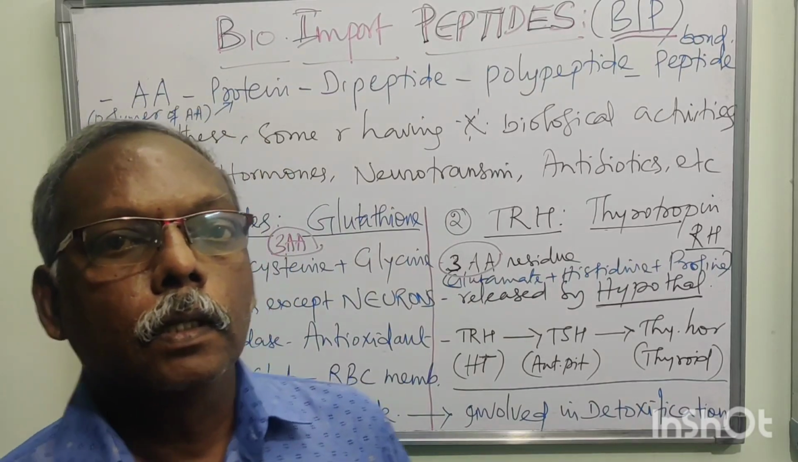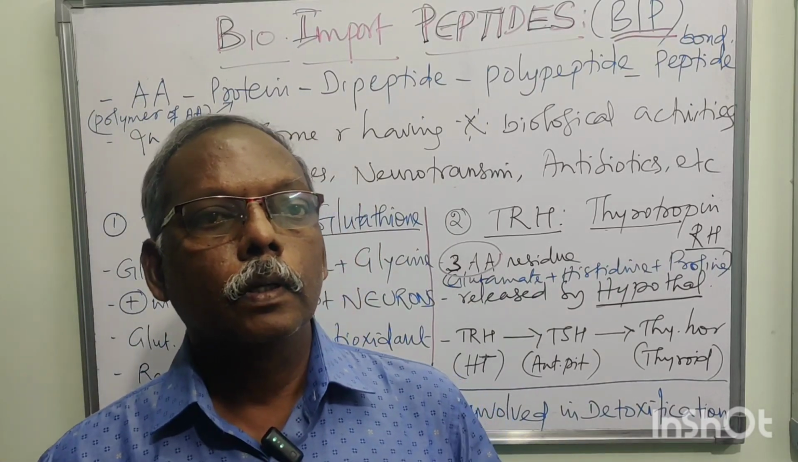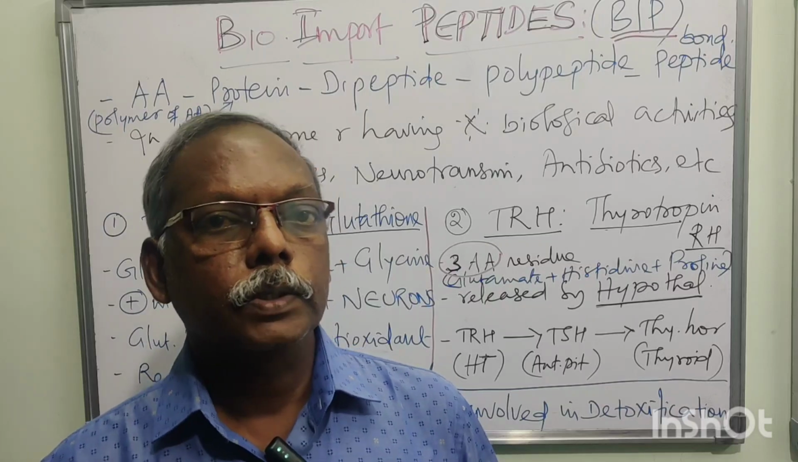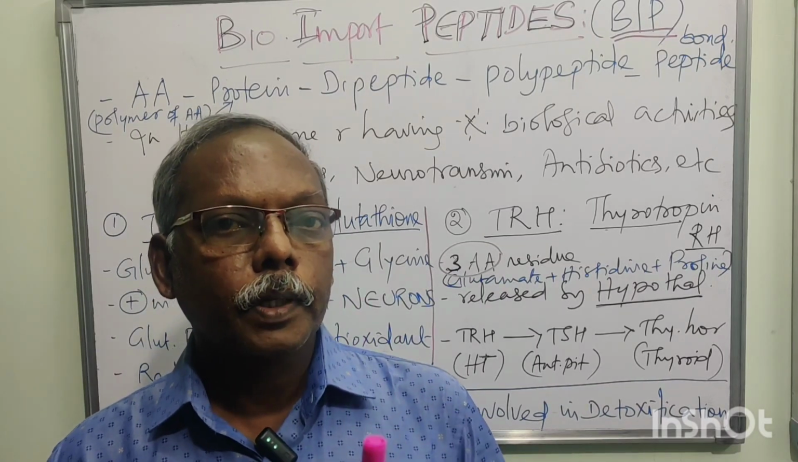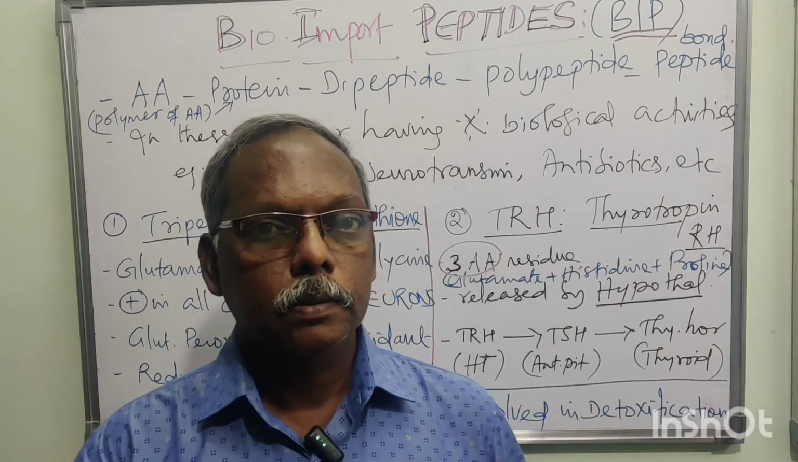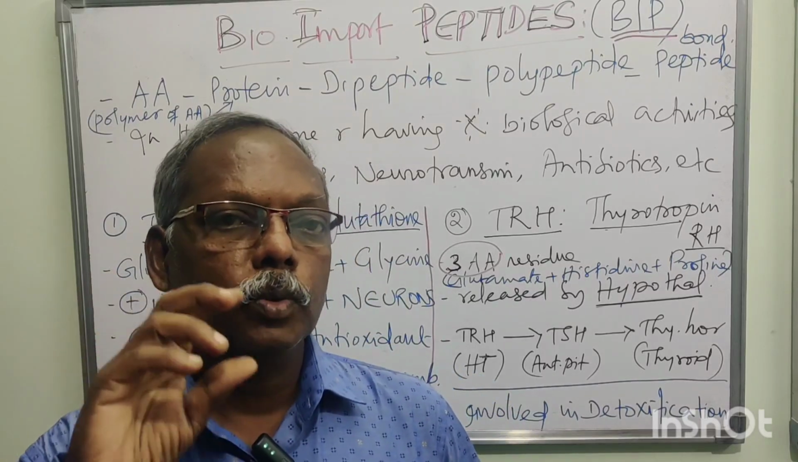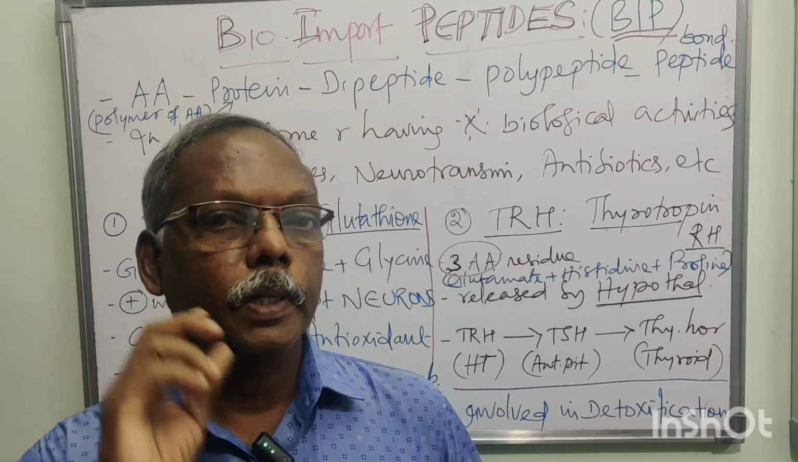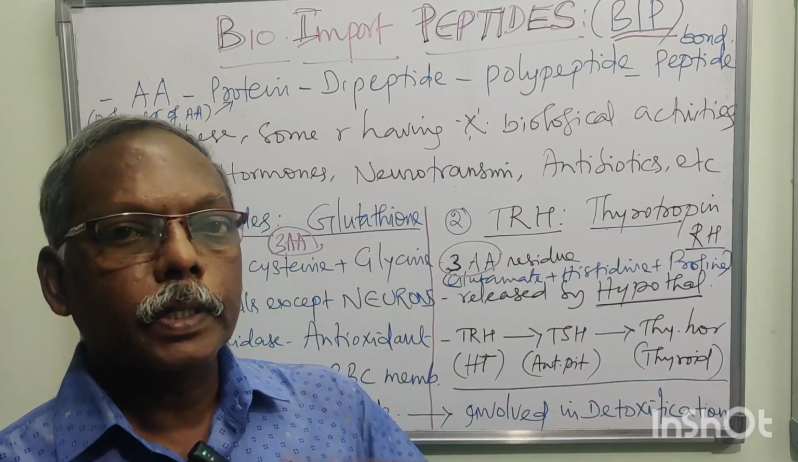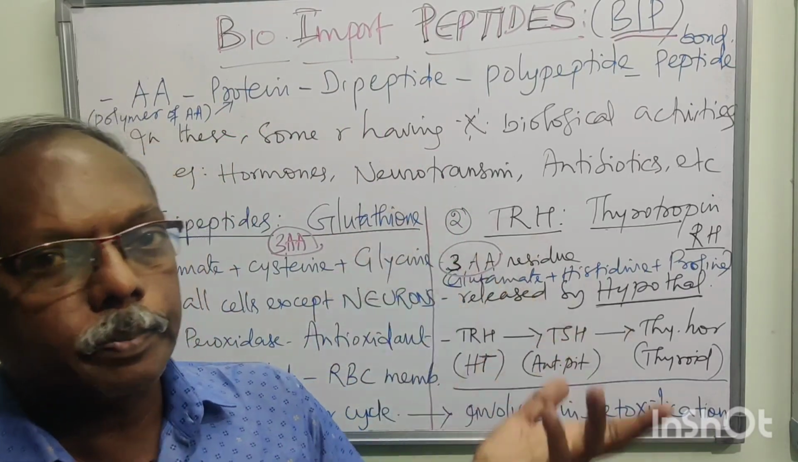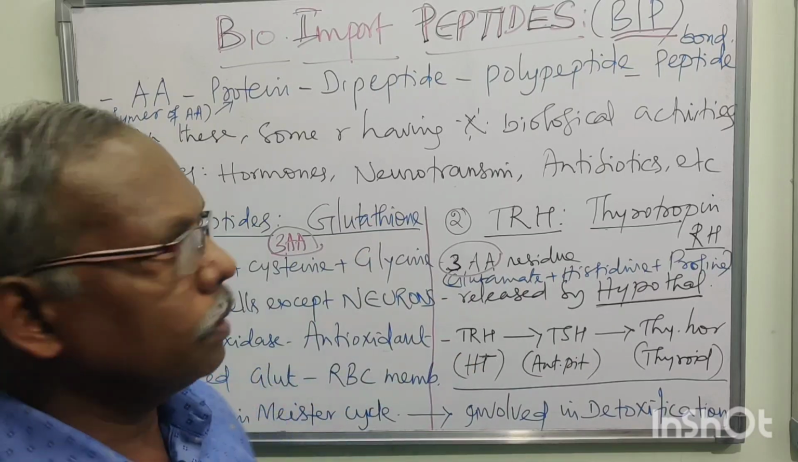Hi students, today we are going to see another 5-mark important question from protein chemistry: biologically important peptides. First, we should know the meaning of amino acid, protein, peptide, polypeptide, and so on.